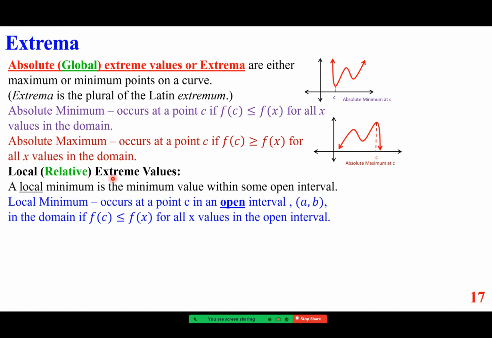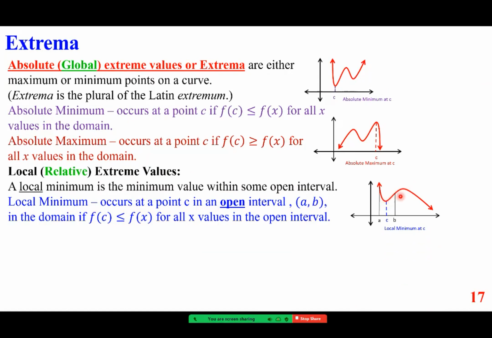Local or relative extrema values. A local minimum is the minimum value within some open interval. A local minimum occurs at a point c in an open interval of a to b in the domain of f if f of c is less than or equal to f of x for all x values in the open interval.